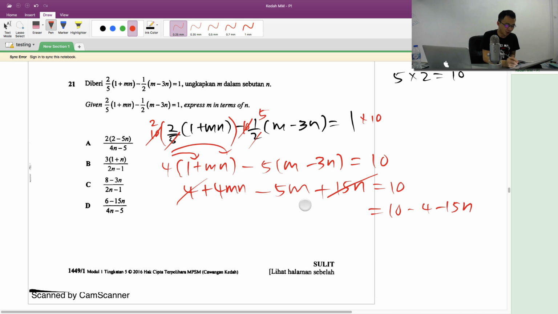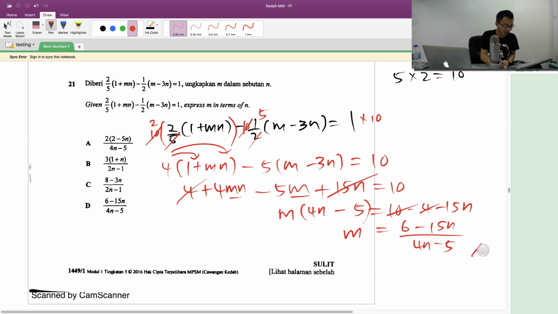And then both of these have m here, so I will factorize out the m. I factorize out the m, this one should left 4n minus 5. So this one, 10 minus 4, I will get 6 minus 15n. And then the whole thing I will shift to the other side, become 4n minus 5, equals m. Done. So my final answer should be D.